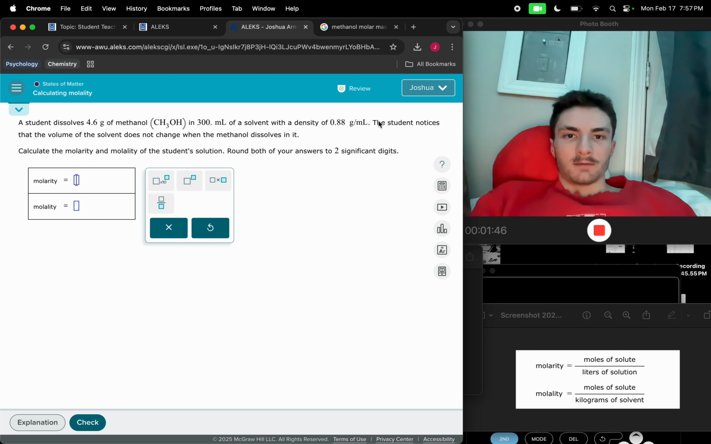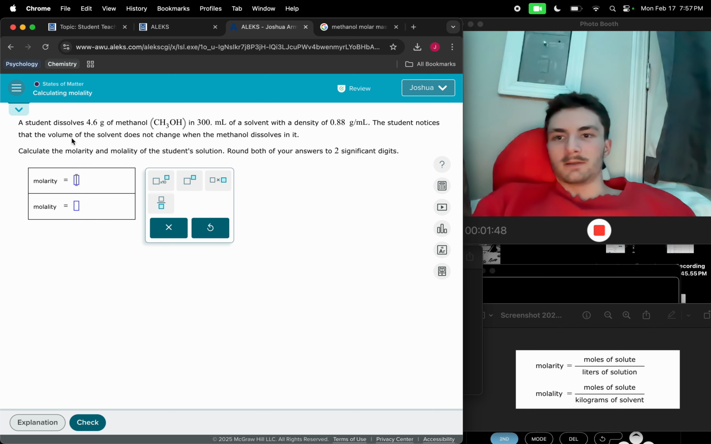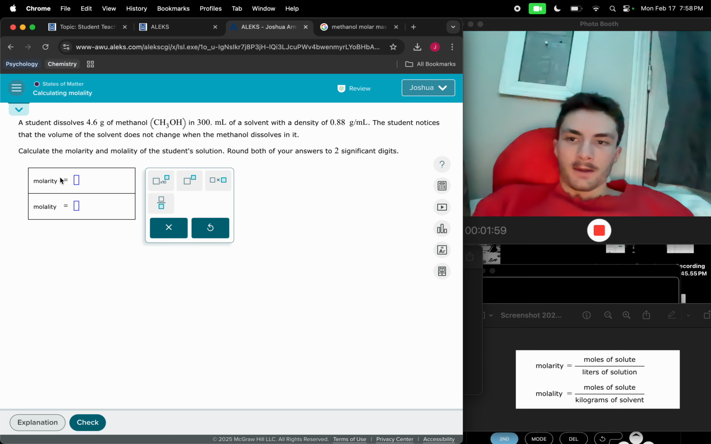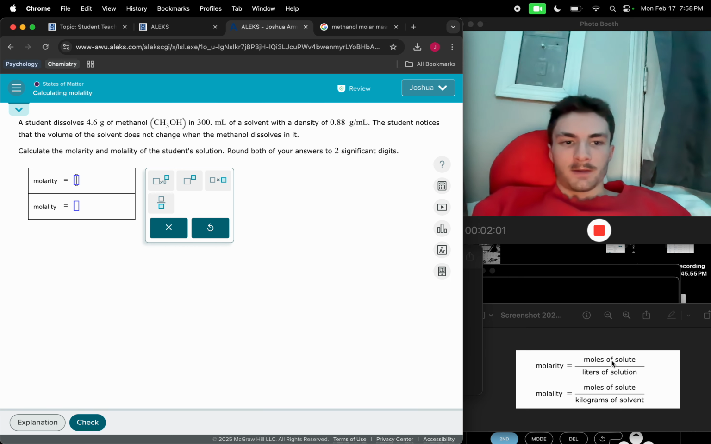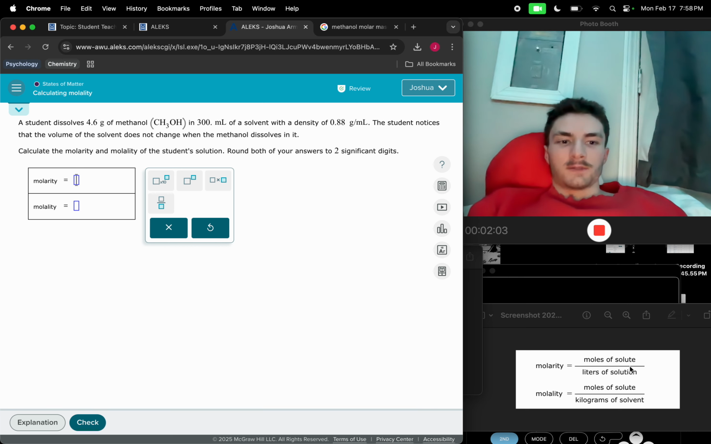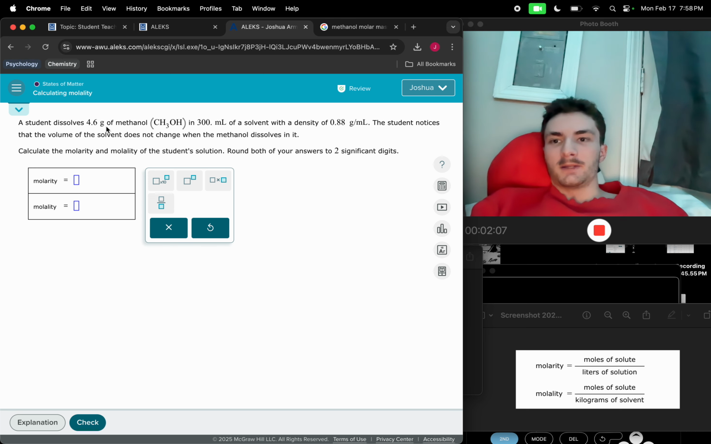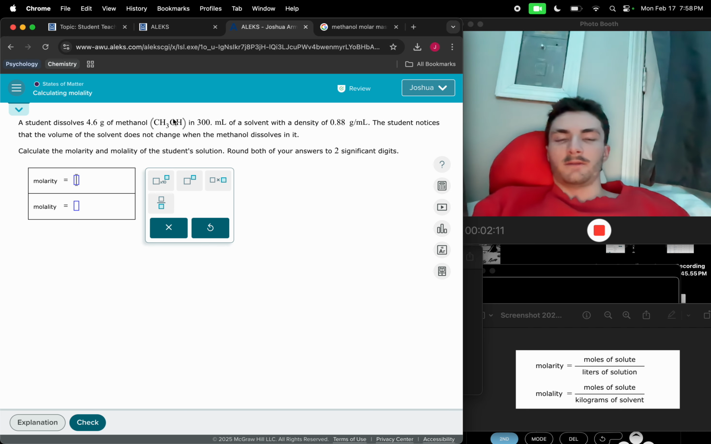Now, in this situation, when you read the question, it says the student notices that the volume of the solvent does not change when the methanol dissolves in it. So you don't have to worry about the change in the liters of solution for this. But for the first part, molarity, first you want the moles of solute. The solute is what they're adding, which in this case is methanol, 4.6 grams. But as you can see, it says moles, not grams. So we're going to convert.